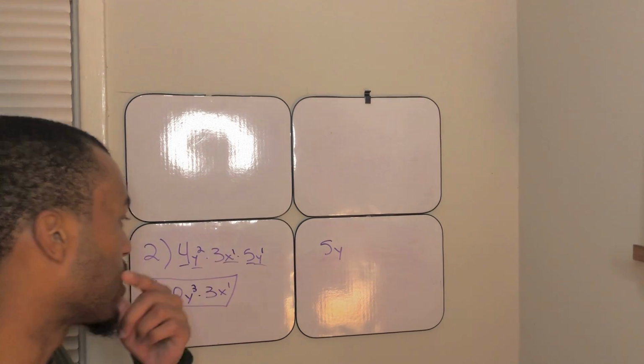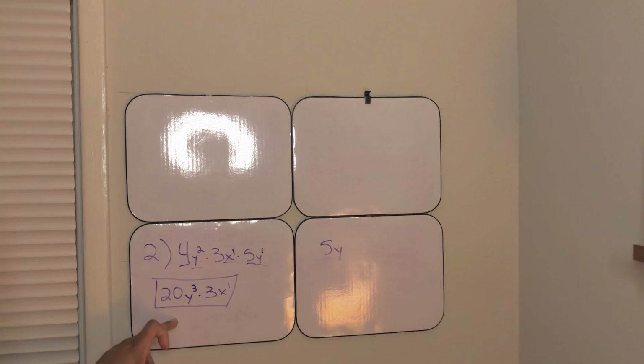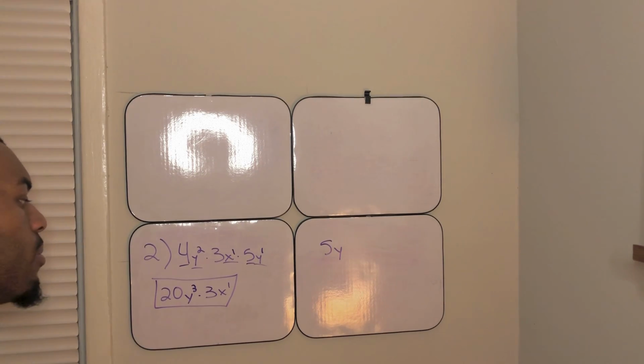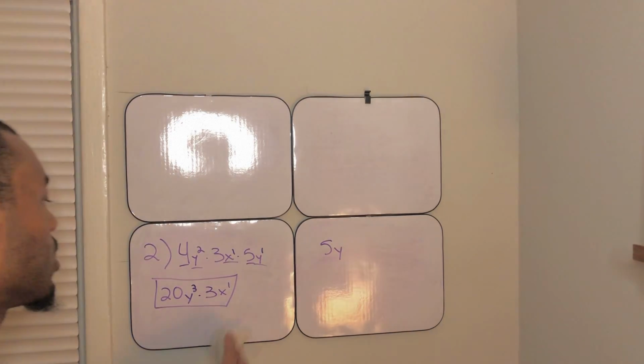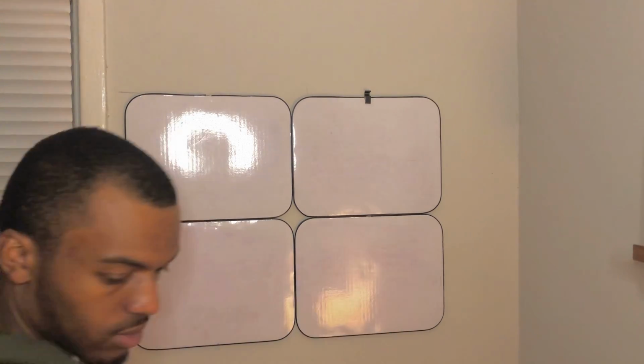4y squared times 3x to the first times 5y to the first is going to be 20y cubed times 3x to the first. Now that's a mouthful, but the more you do it, the more simple it becomes.